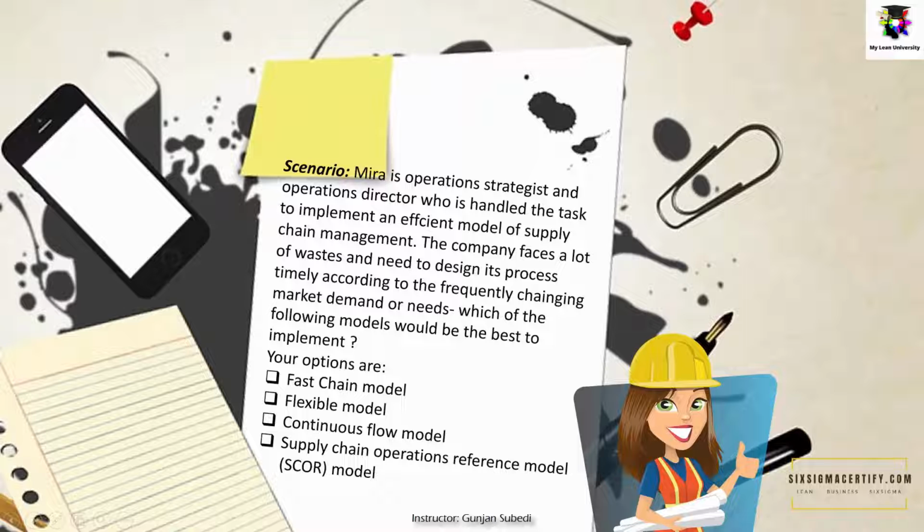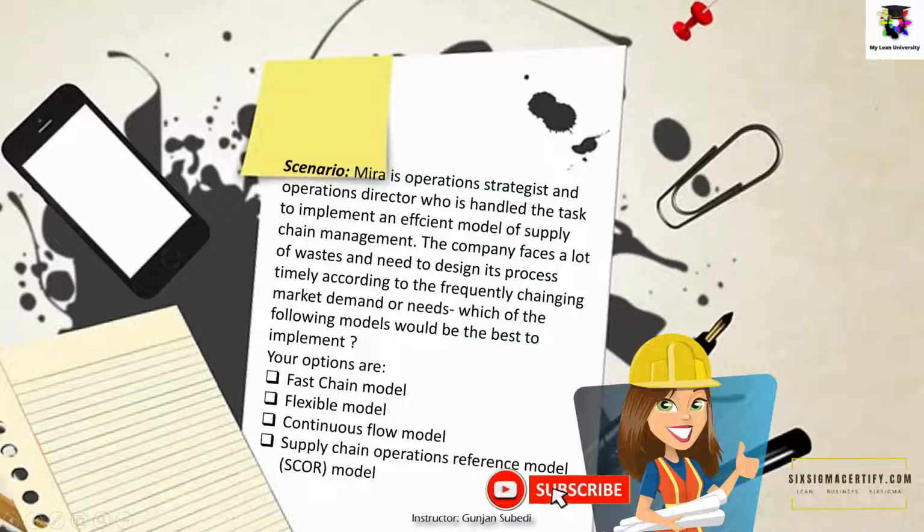The first scenario: Mira is an operations strategist and operations director who is tasked to implement an efficient model of supply chain management. The company faces a lot of waste and needs to redesign its process in a timely manner according to frequently changing market demand or needs. Which of the following models would be best to implement? Your options are the fast chain model, flexible model, continuous flow model, and supply chain operations reference or SCOR model. I'll give you some time to think. You can pause this video to look for the answer.